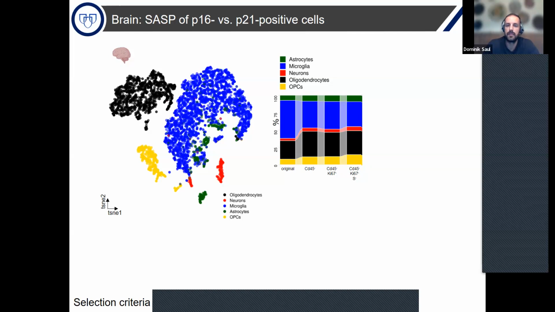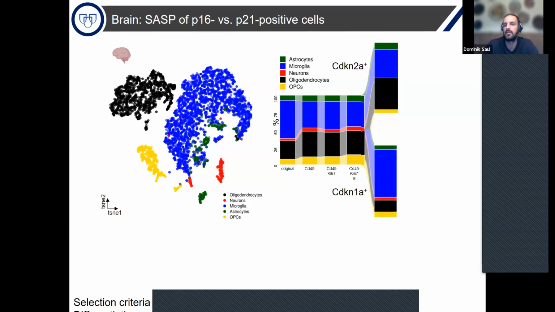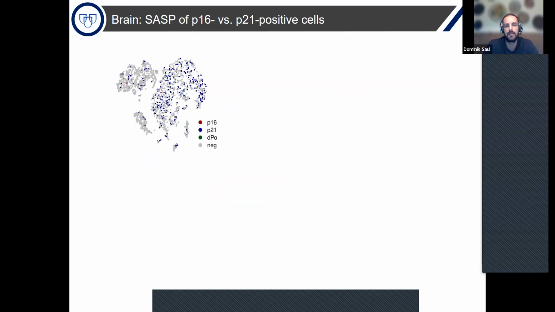And from this selected population, we then chose the cells that are either p16 positive on the top here, or p21 here on the bottom. We wanted to further define these different cell types. This is just the population that you saw before, but now marked as red cells are p16 positive cells, the blue ones are p21, and there are very few double positive cells that are both p16 and p21 positive. In this dataset, it's just 3 cells.